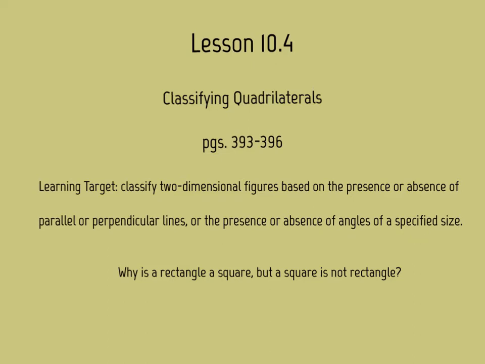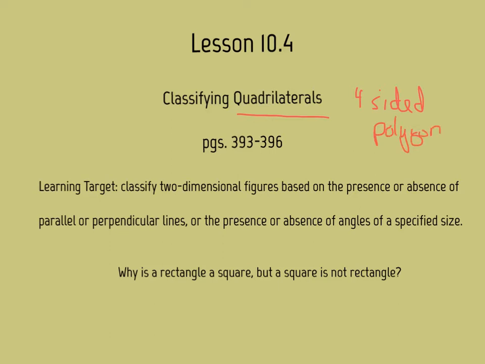We're going to be looking at our previous lessons dealing with angle types such as acute, obtuse, and right, as well as our lesson on parallel and perpendicular lines. And we're going to be applying what we know now specifically to quadrilaterals. A quadrilateral is a four-sided polygon.